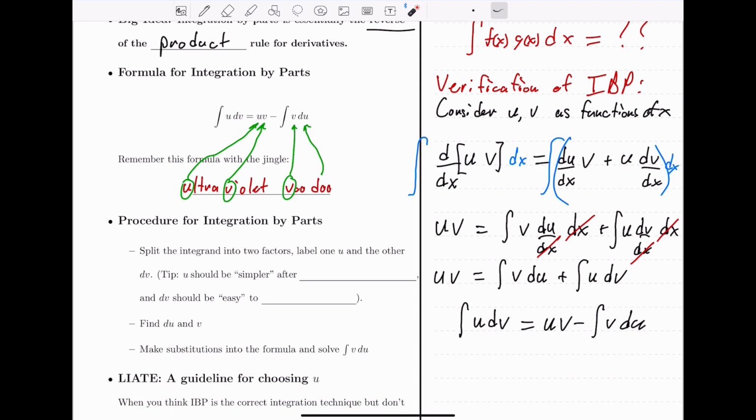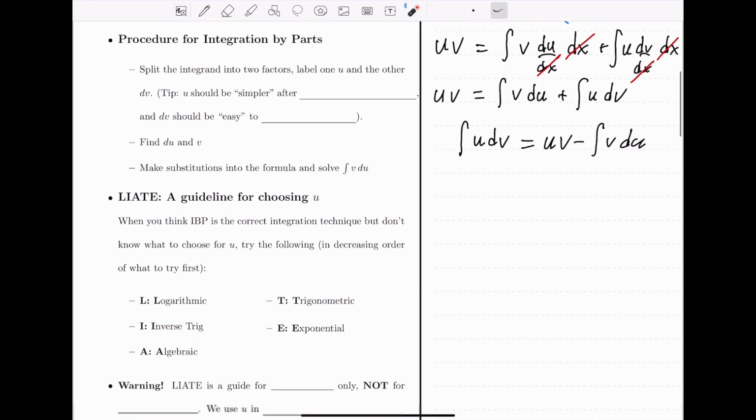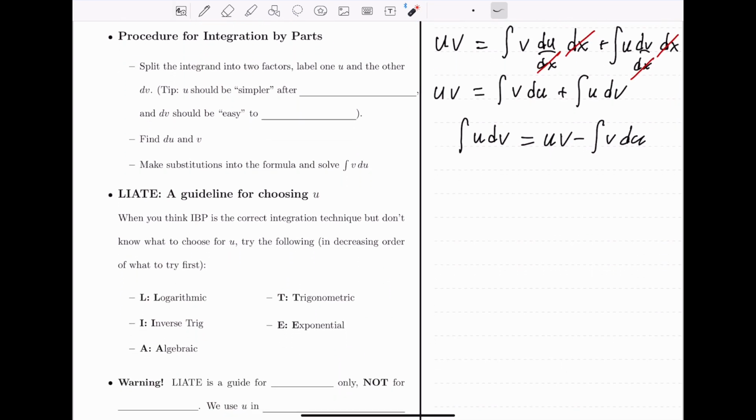All right, let's talk about the procedure for integration by parts. Then we'll work through a couple of initial examples. How do I use this technique to evaluate an integral? Well, we first take our integral and we split the integrand into two factors. One of them we label as u, and the other we label as dv. And just as a suggestion here, u should be simpler after we take a derivative, after differentiating. And dv should be easy to integrate.